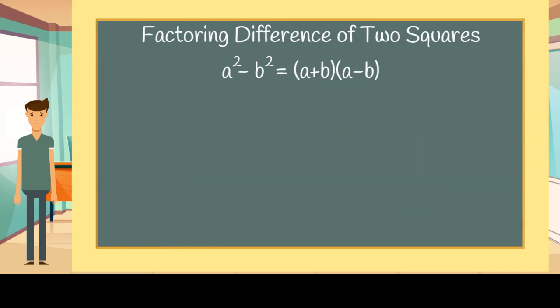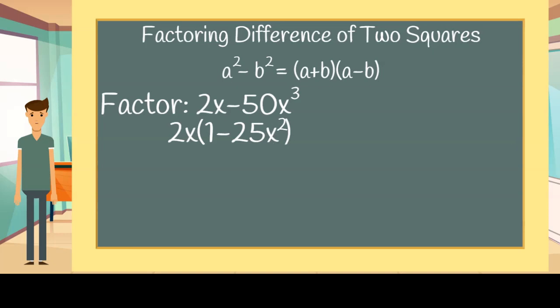Last example. Factor 2x minus 50x cubed. Inspecting the terms of the binomial, we can identify a common factor. The GCF is 2x. Factoring it out will result in 2x times 1 minus 25x squared.